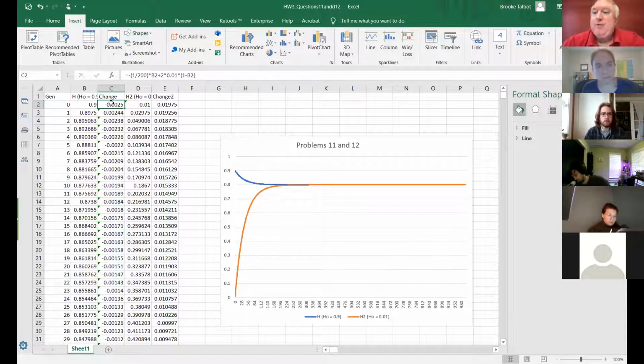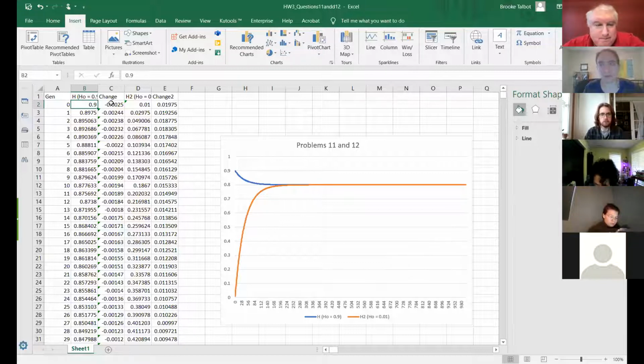Genetic drift decreases heterozygosity at a rate of 1/2n, while mutation increases heterozygosity. It turns homozygotes, which is 1 minus H, into heterozygotes at a rate of 2 mu. And that is the change. And then you find the next generation from the change. And so then what you're seeing is that it's approaching an asymptote at around 0.8.